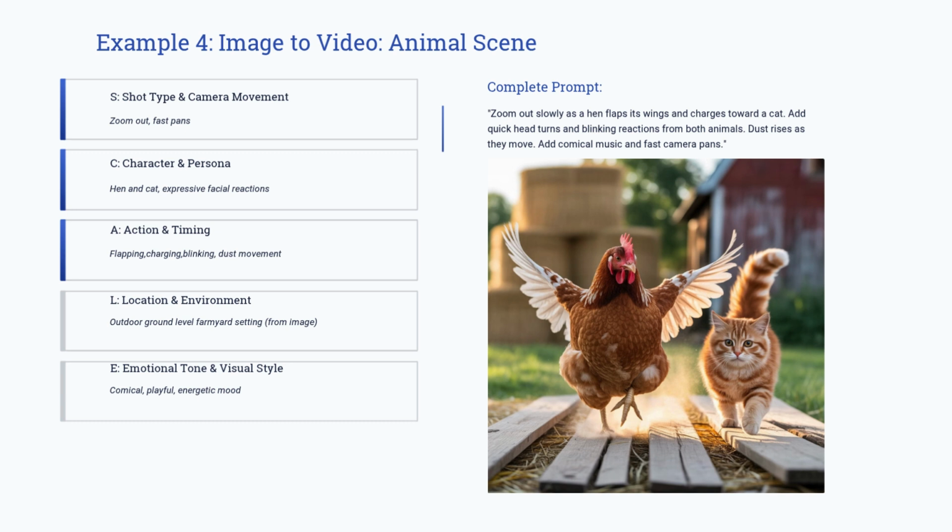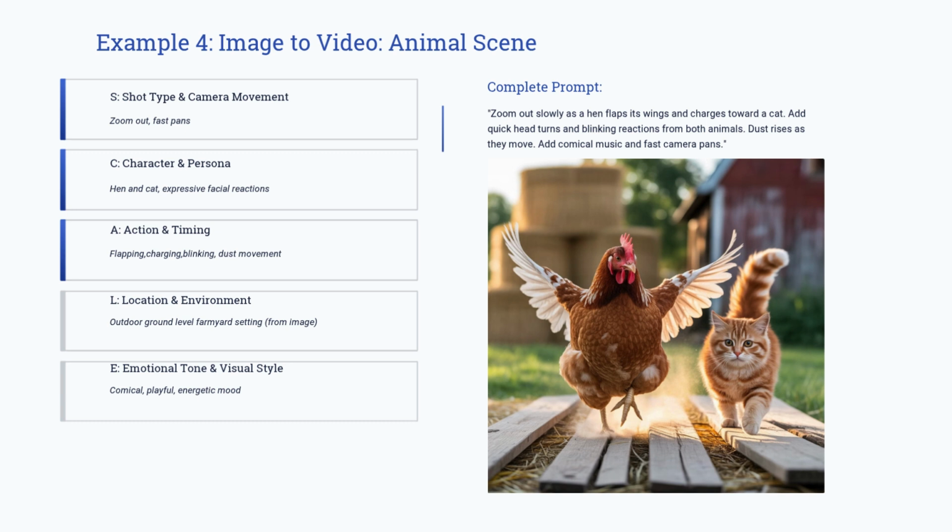Action and timing. The hen flaps its wings, charges the cat, and you see little details like blinking and dust flying up as they scurry around. L. Location and environment. It's all happening at ground level on a farmyard, outdoor, dusty, classic rustic vibes. E. Emotional tone and visual style. This one's comical, super playful, with an energetic mood. Imagine some upbeat cartoon-style music playing in the background.